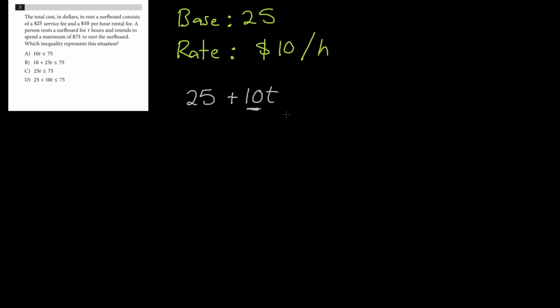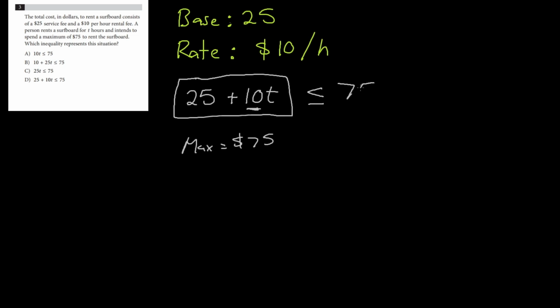And then our budget is 75. So we want a max of $75. So we want this, the amount that we spend, to be less than or equal to 75. So our answer is going to be D.